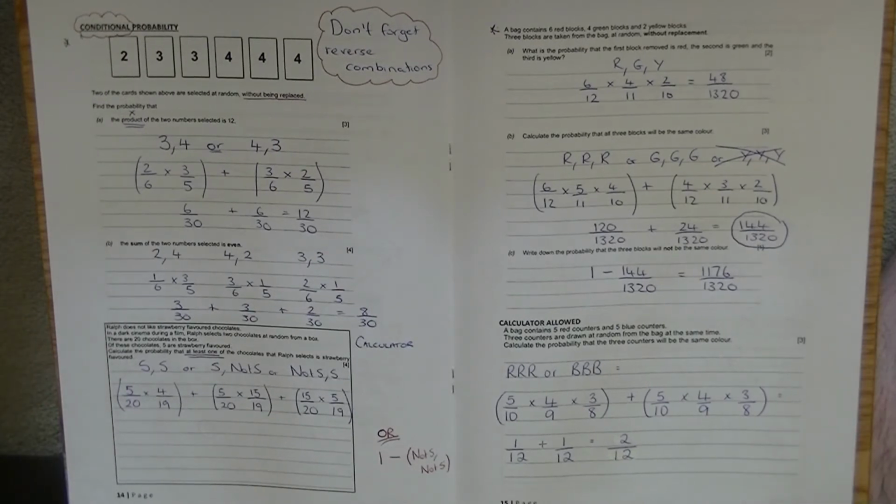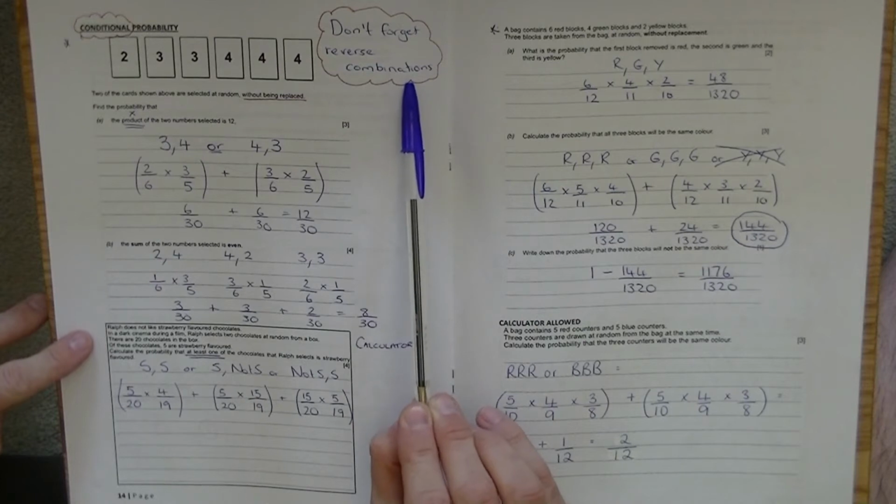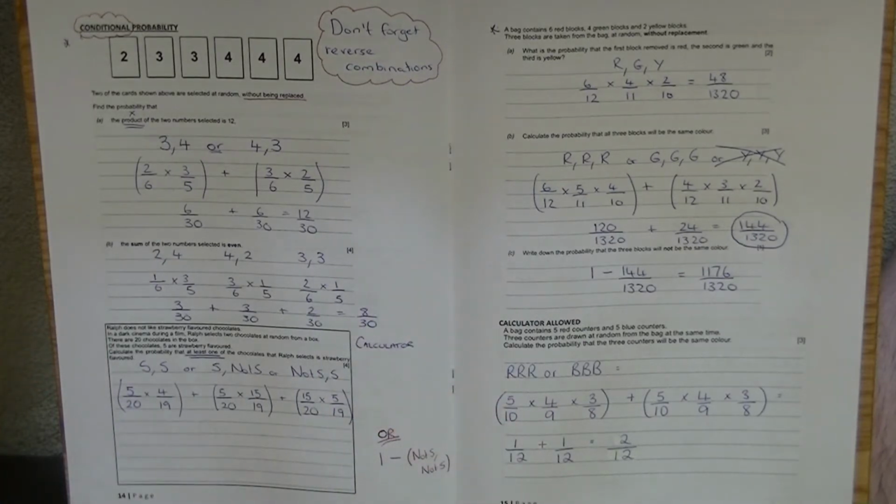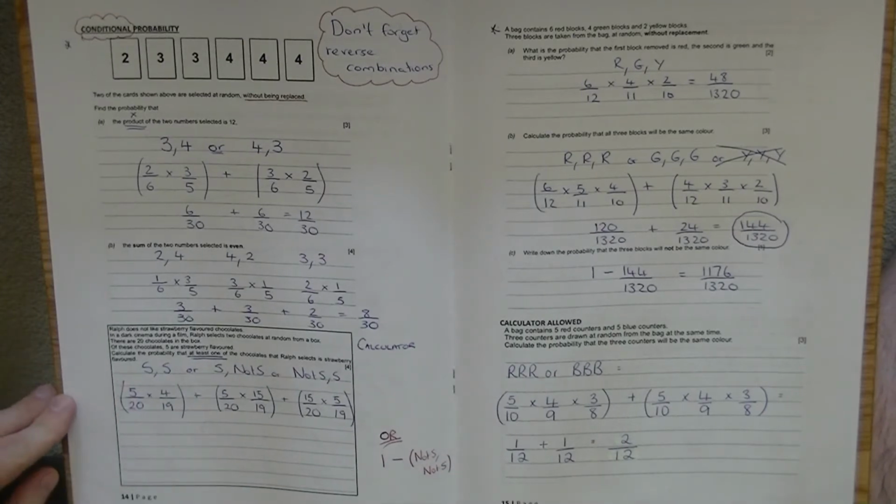You can draw probability trees to help you. I think you guys are good enough to just do it without. But my word of advice is, don't forget reverse combinations. If it says you're looking for a red and a blue marble, that could be red followed by blue or blue followed by red, unless you're specifically told you need a certain order, red followed by blue. I'll keep on mentioning that throughout these.